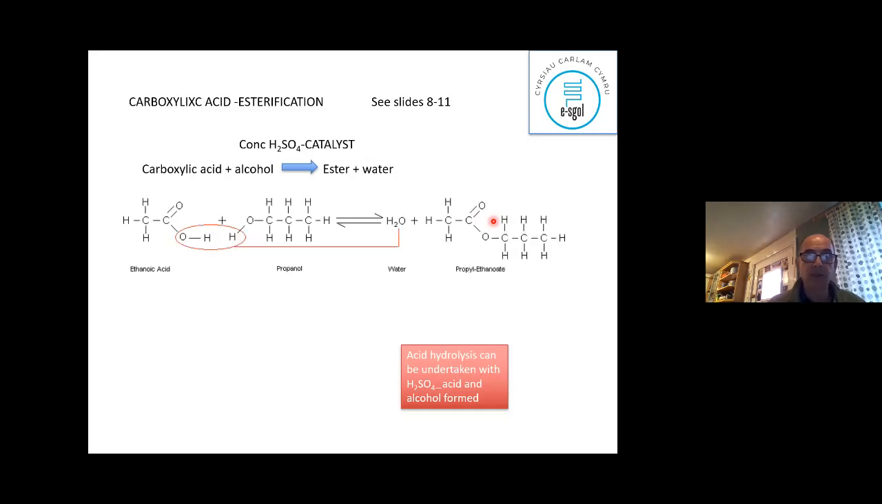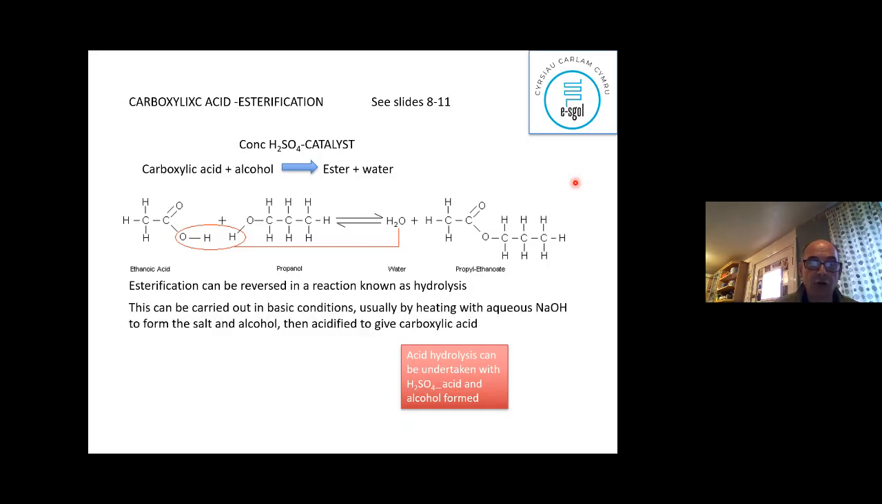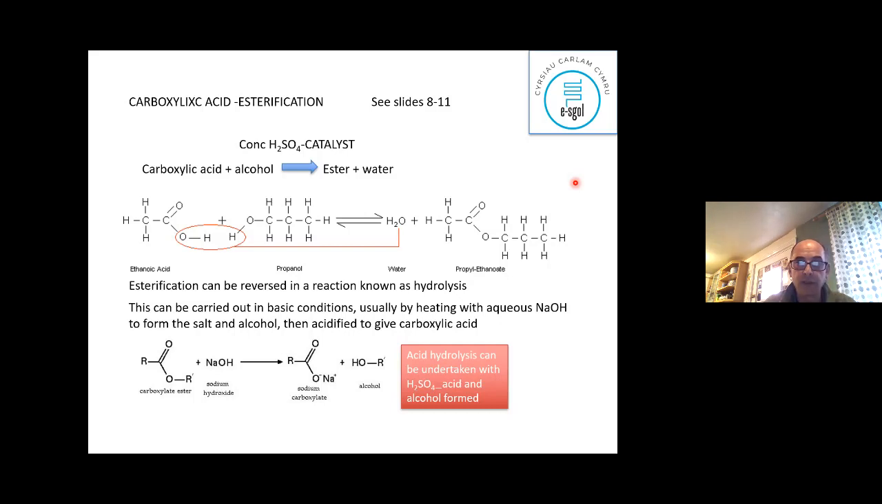Carboxylic acids with esters, we looked at that before. Carboxylic acid with an alcohol gives you ester plus water. As I mentioned before, you can have the reverse. Esterification can be reversed, known as hydrolysis. It can be carried out with sodium hydroxide to form the salt and alcohol, and then acidified to get the carboxylic acid, as below. So you form the sodium salt, or if you do it with acid hydrolysis, you would form the acid and alcohol that you originated from.